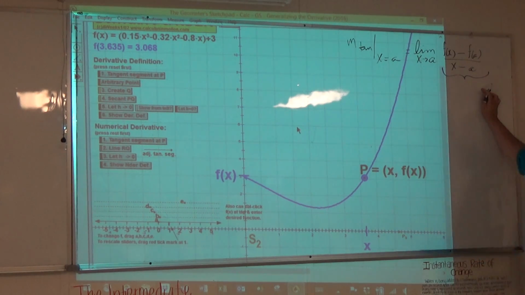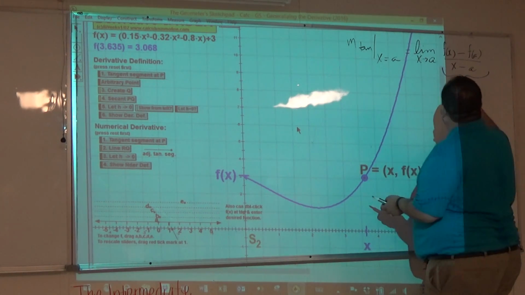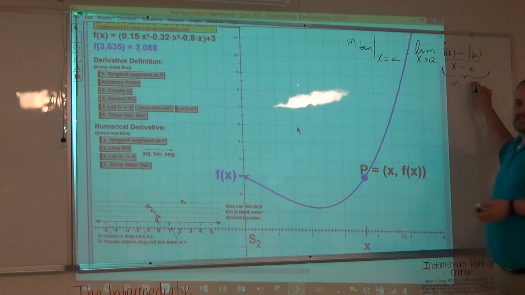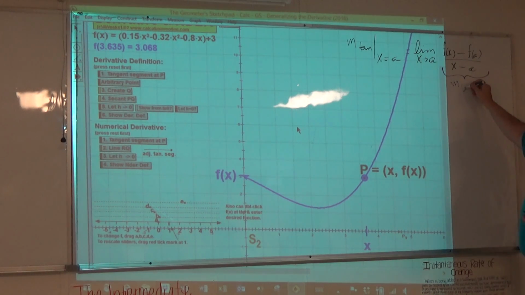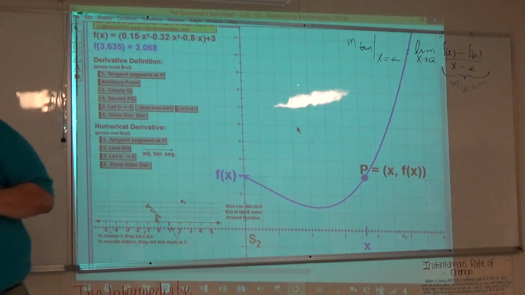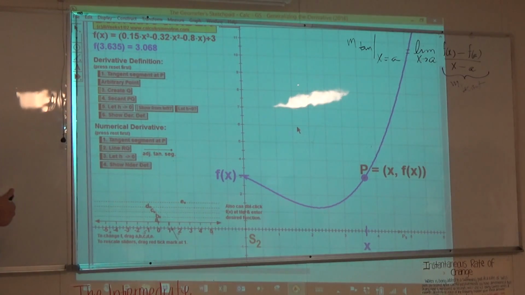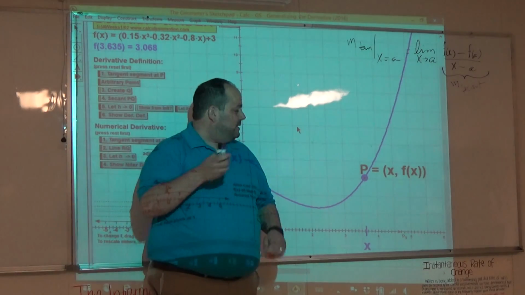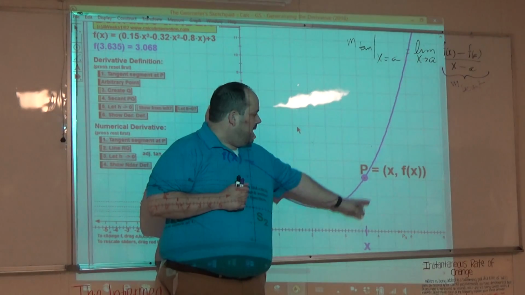What is that really? This is just slope. This is baby slope. But specifically, it's not m_tan. This is m_sec, the slope of the secant. All right, so I've got this thing called Geometer's Sketchpad that I just want to take you through. It's going to look a little bit different than what we did the other day, but it's going to be okay.